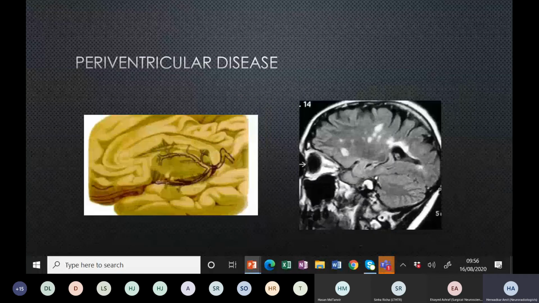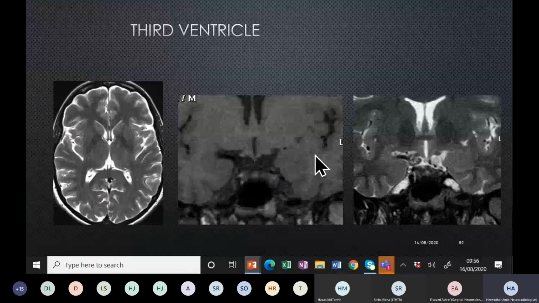Periventricular disease: neurologists amongst us should know the diagnosis. So the disease can affect the ventricles, especially along the venous channels, and this is a patient with multiple sclerosis. So let's look at the third ventricle.